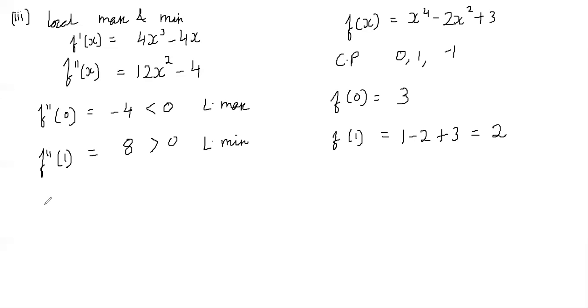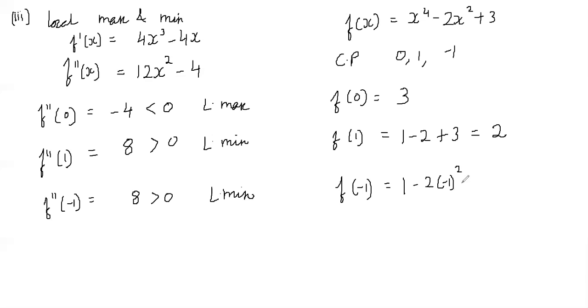Then we have to check the third value, f double dash of minus 1. If we substitute minus 1 square, it will be 1. So 12 minus 4 will be 8. So 8 is greater than 0. Then it will be local minima. Let's check the value of the local minima, f of minus 1. We substitute minus 1 to the power of 4. Since it is even, it will be positive, that is 1. Then minus 2x square, in the sense minus 2 times minus 1 whole square. So this will become plus 1 and minus 2, and then we have plus 3. So 3 plus 1 is 4, minus 2 will be 2. So we have also found the local maxima and minima values and their points.